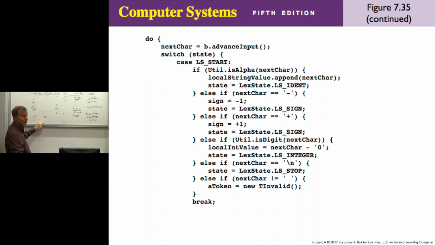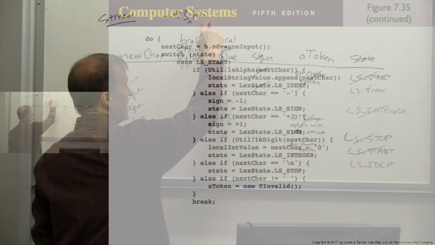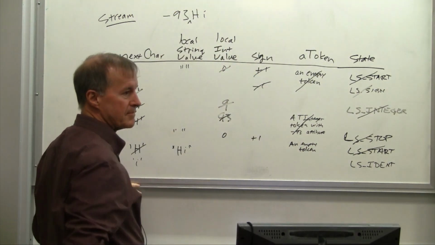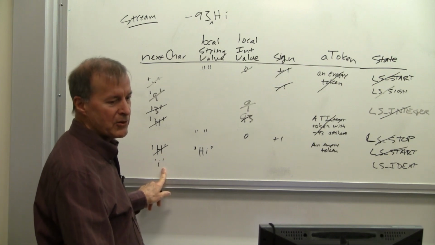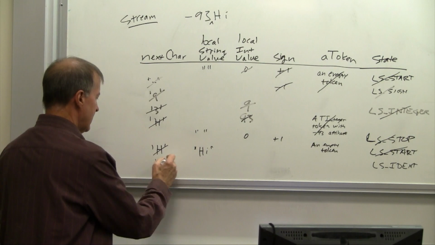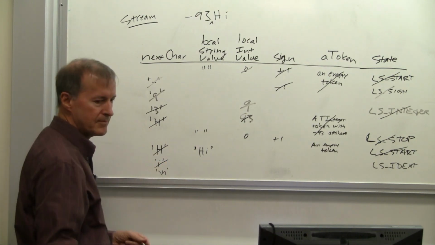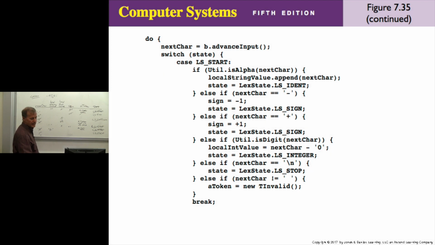And now b.advance input. Now what is b.advance input going to give us? Yeah, let's suppose that this is the end of the line and it's a new line character. And then this time when we do next char, b.advance input gives us a what? Let's just say this is a new line. Yeah? And switch on state.